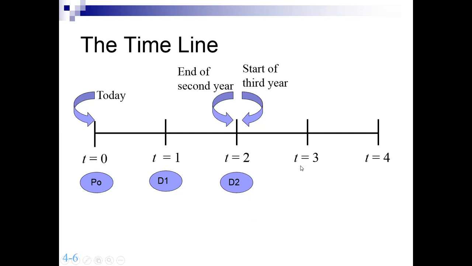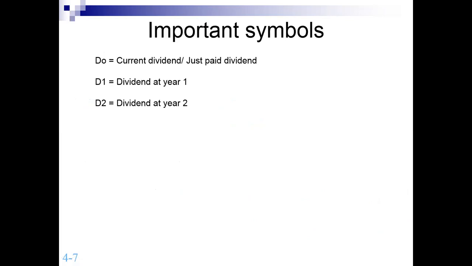In a similar way, think what dividend you will receive over here and what symbol you can use. Yes, you are right. This is D3. And in a similar way, at the end of the fourth year, we will receive this dividend. And if we sell the stock at the end of the fourth year, we will use the term P4. These are the important symbols.